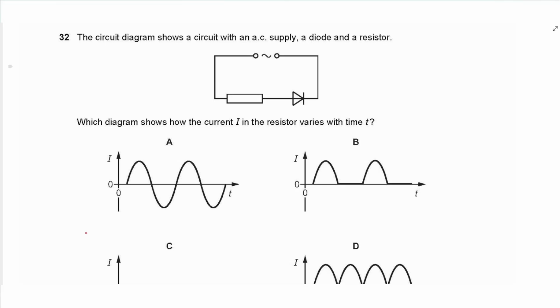Question 32 says, the circuit diagram shows a circuit with an AC supply, a diode, and a resistor. Which diagram shows how the current I in the resistor varies with time? So if we have one diode here, that causes a half-wave rectification, so we choose B. So we have the current flowing in one direction, then not flowing when the current is reversed, and then flowing in the same direction, then not flowing, and so on.